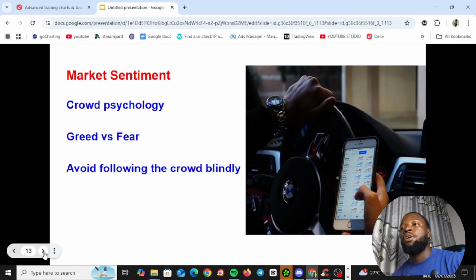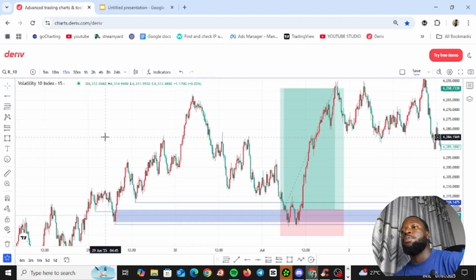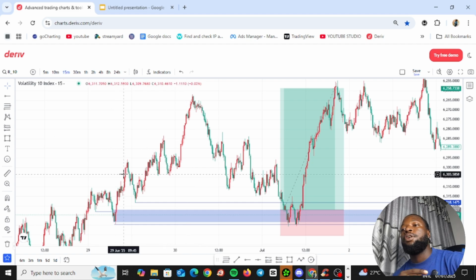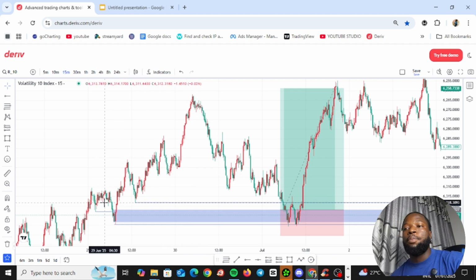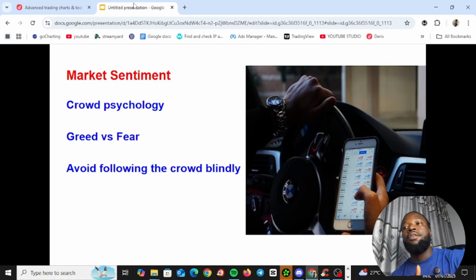And also we have what they call market sentiment. These are all psychology. It's the psychology of people, how the market moves, why people react, and so forth. So we have what they call crowd psychology. Crowd psychology also has an effect on the market. Take for example, this chart is moving in a random form. Some people are buying the market, some people are selling the market, in the same way people are making money, and in the same way people are losing money. So all those are called crowd psychology.